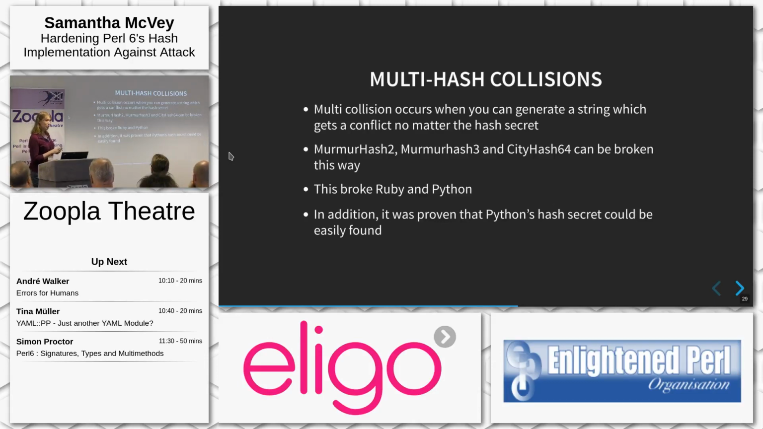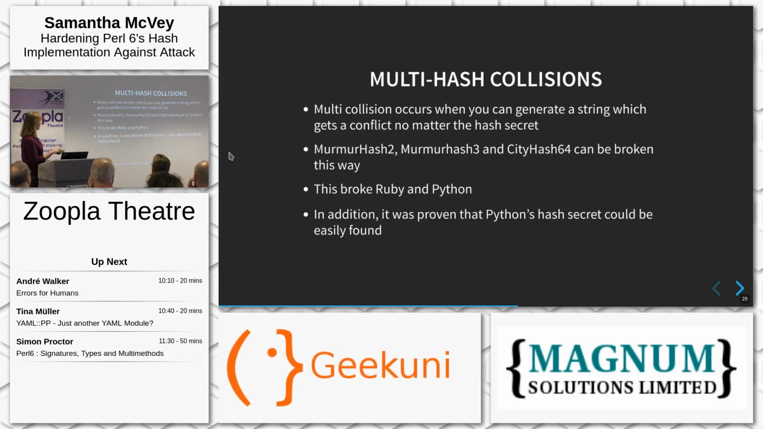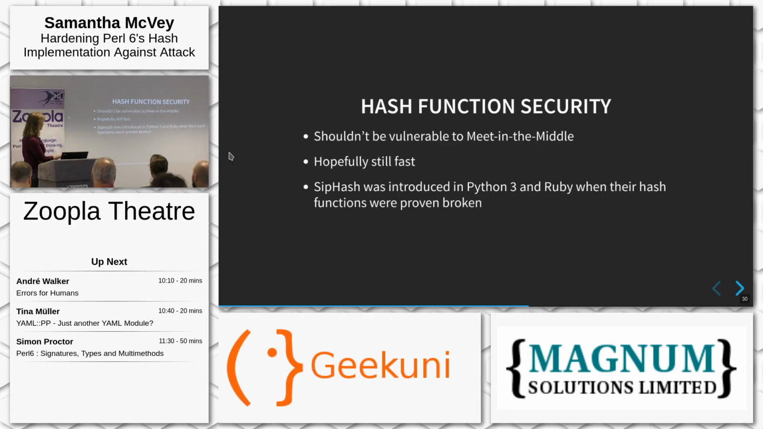But if you have a multi-collision, then you're totally screwed, because then it doesn't matter what your hash secret is, it collides no matter what. And so this was broken for Murmur Hash 2, Murmur Hash 3, City Hash 64, likely others, and Ruby and Python were affected. And so it's been proven that Python's hash secret could be revealed, though I believe it was for some other reason.